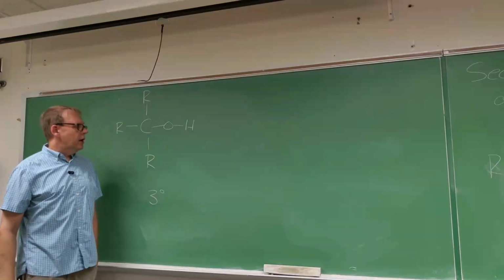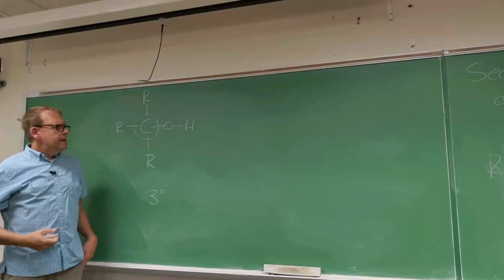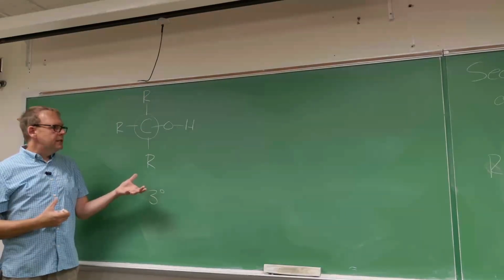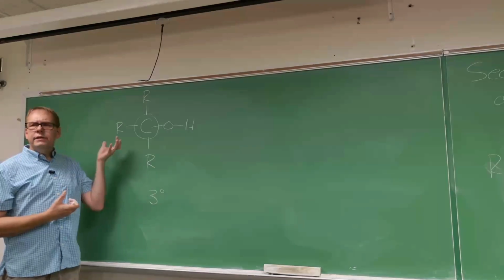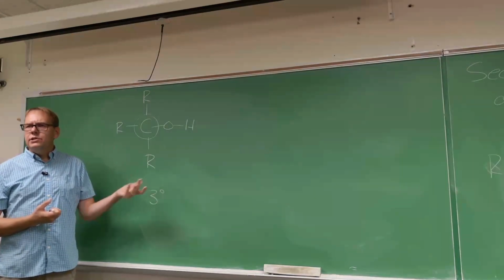So this is a tertiary alcohol. That carbon has 1, 2, 3 R groups, carbon groups, and an OH, and there's no H to steal away. If you put this in with an oxidant, there's just nothing really to do. There's no H to grab that can lead to an oxidation reaction.